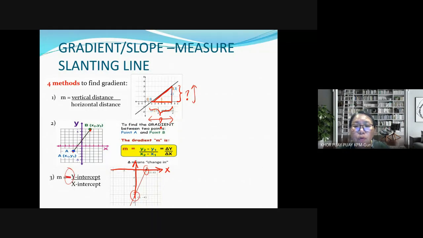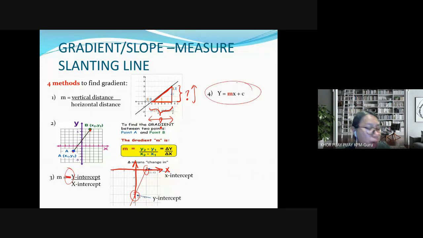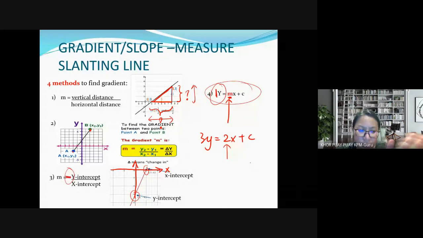Or you can also find from your equation, kalau dia bagi persamaan, your gradient you can find beside your x. But always make sure your y is 1y. Kalau dia bagi 3y equals to 2x tambah c, you cannot say, my gradient is 2. Salah. Your gradient, you need to find when your y is 1. Kalau y is 3y, salah, cannot.